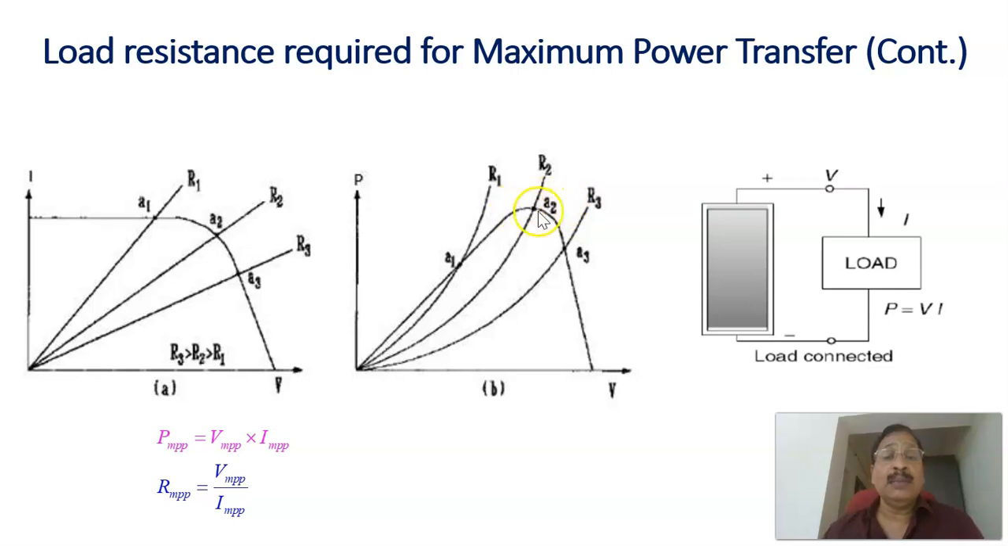Therefore the maximum power can be extracted if you make the load resistance the same as RMPP. Here R2 is more than R1, and R3 is more than R2. If you select a value of R2 as the load resistance, that is nothing but RMPP, then maximum power can be transferred from the solar panel into the load. That is, it can make the operating point work at B2. Therefore again, PMPP equals VMPP times IMPP, and RMPP equals VMPP divided by IMPP.